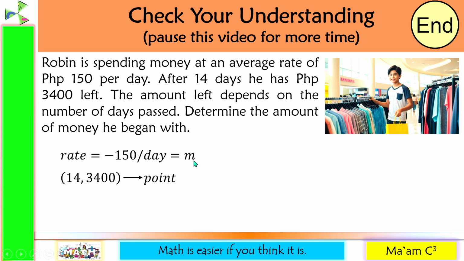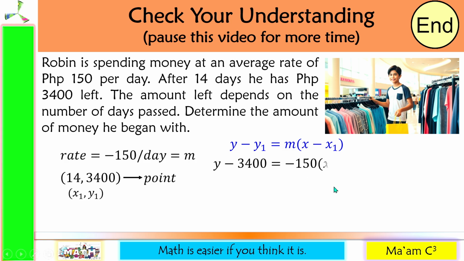So what do we have now? We have a slope and a point. This is x sub 1 and this is y sub 1. We are going to use the point slope form. Y minus y sub 1 is equal to m times x minus x sub 1. Now let us substitute y minus our y sub 1 is 3,400. So y minus 3,400 equals our slope, which is negative 150, times the quantity x minus x sub 1. Our x sub 1 is 14. So x minus 14.